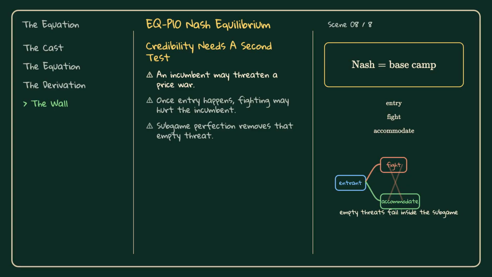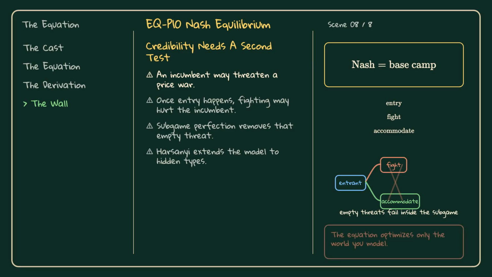John Harsanyi extended game theory to incomplete information. Reinhard Selten refined equilibrium for dynamic games. Thomas Schelling studied focal points. Later works studied bounded rationality. Later works studied learning. Later works studied repeated games. Later works studied mechanism design. The loop stops only if players know enough, believe enough, and treat the equilibrium as the relevant resting point. Nash is base camp. It is not the summit.